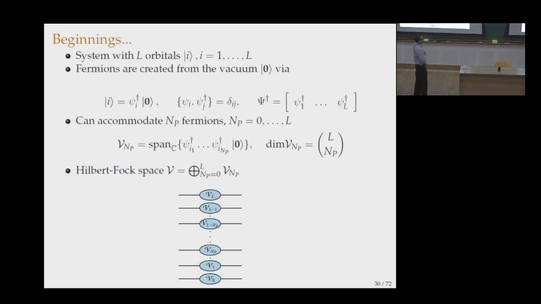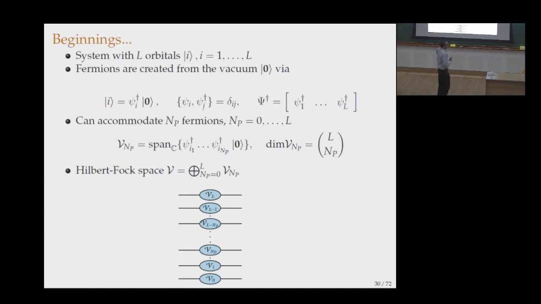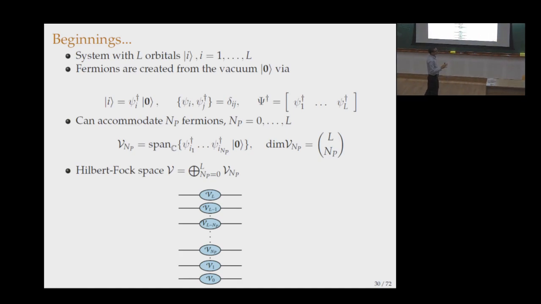Okay. All right. So what I'm going to do is start with some very elementary considerations and probably set the notation a little bit. So I start with a system which has L orbitals, and let's just take them as orthonormal, right? And what I'm going to do is talk about fermions, and create fermions starting from vacuum. So if I create a fermion, I create an electron or a fermion in this orbital i. So I would just call it that.